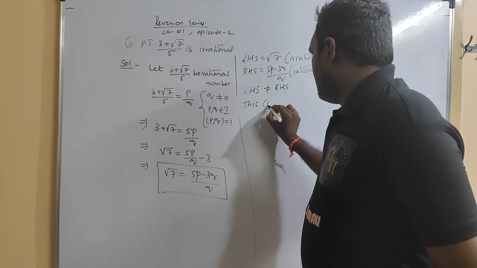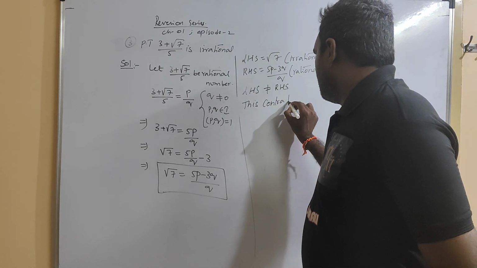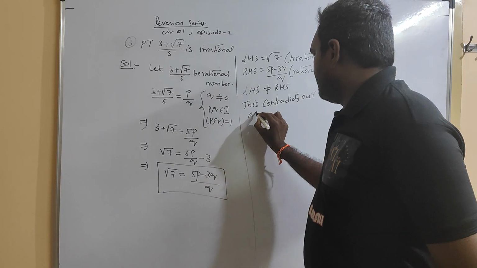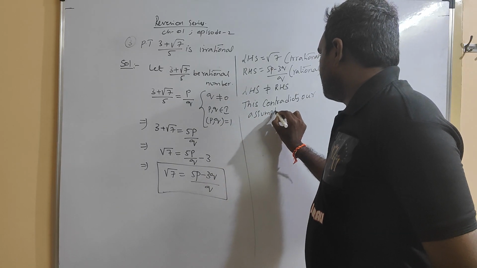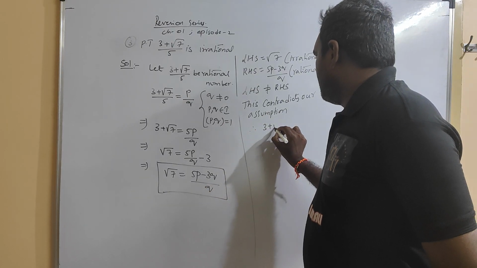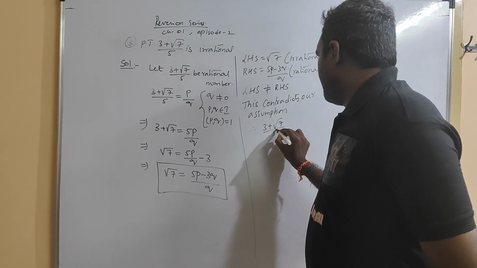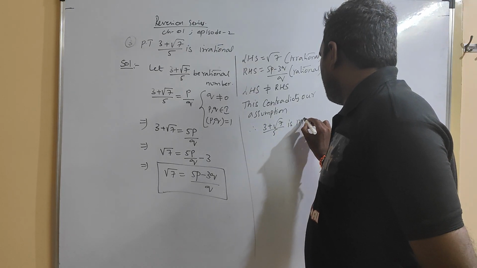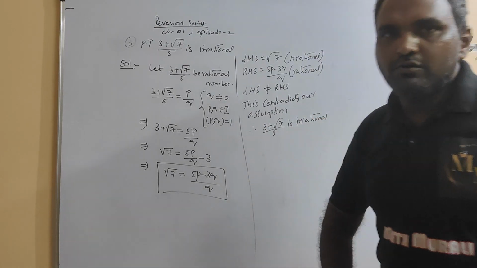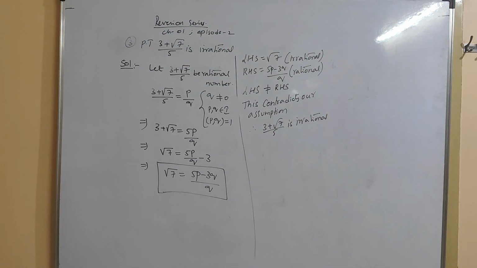This contradicts our assumption. Therefore, 3 plus root 7 by 5 is irrational. Simple questions only, but how to do them you have to learn. Therefore 3 plus root 7 by 5 is irrational.